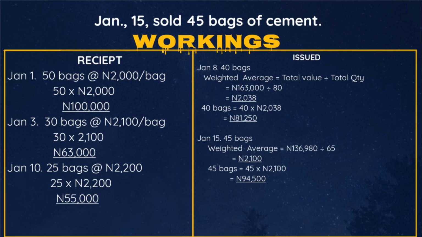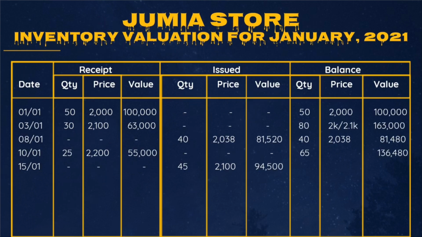2,100. The value is 94,500. That is 45 bags, 2,100, 94,500. So now balance. The quantity: they have 65 in the store before. Now they are supplying 45 out. That will be 65 minus 45. That will be 20. So the price will still remain as 2,100.